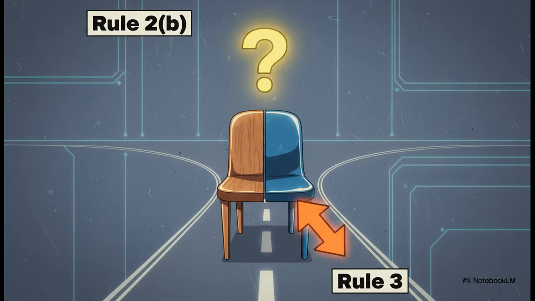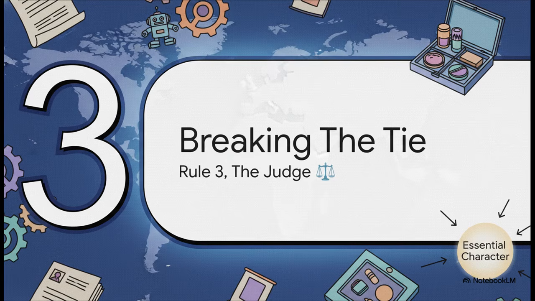Now, a really important job of Rule 2, specifically Part B, is to identify conflicts. It's the rule that basically raises a red flag and says, hey, we have a problem here. When you have that chair made of both wood and plastic, could it be a wood chair or a plastic chair? It could be both. Rule 2 flags this conflict and tells you exactly what to do next. Proceed to Rule 3. Which brings us perfectly to our next section, breaking the tie.